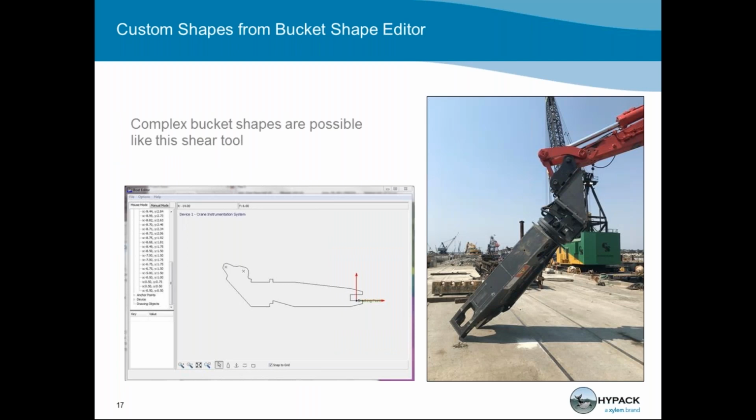It's a nice feature. You can find this in the root HYPACK folder, the bucket shape editor exe, and the only caveat is it needs to be a bitmap. So if you try to load a JPEG in there, it'll load just fine. You can see the JPEG. However, it's going to prompt you to load a bitmap.